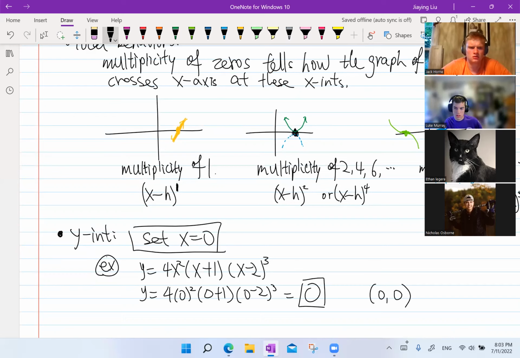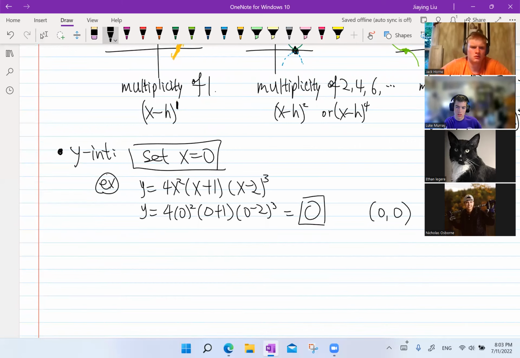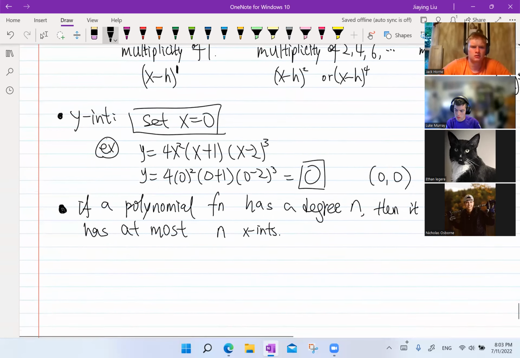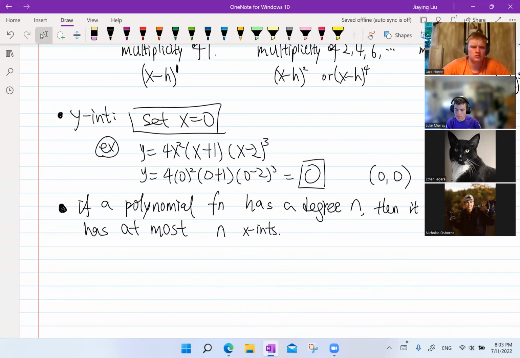All right, probably 2, 3 things and I'm done. So the next thing I want to write down is that if a polynomial function has a degree n, then it has at most n x-intercepts. Because sometimes we have repeated roots or repeated zeros, so we actually have fewer x-intercepts because of the multiplicity. So at most, we could have n x-intercepts.